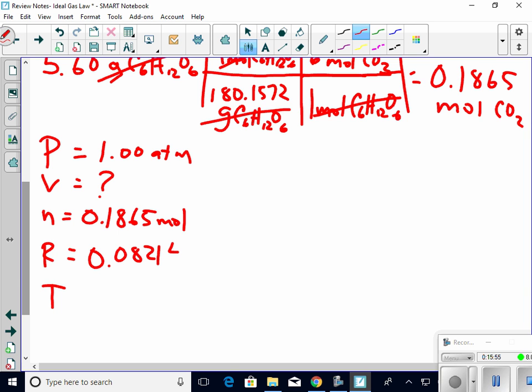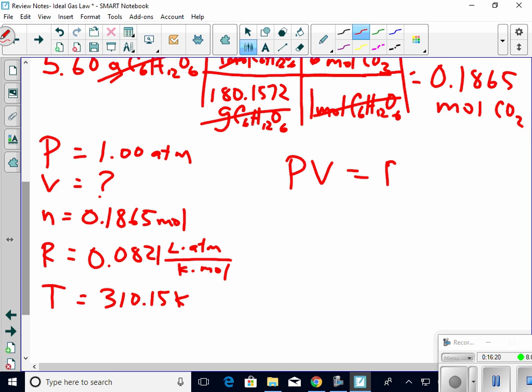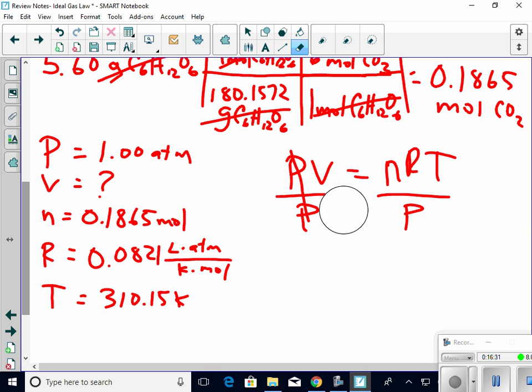0.0821 liter atmosphere per Kelvin mole. Finally, temperature, 37 plus 273.15, 310.15 Kelvin. Now I just have to throw this into an equation. PV equals nRT. Once again, we've done this before. So my pressure, I divide by both sides. My pressure there will cancel.